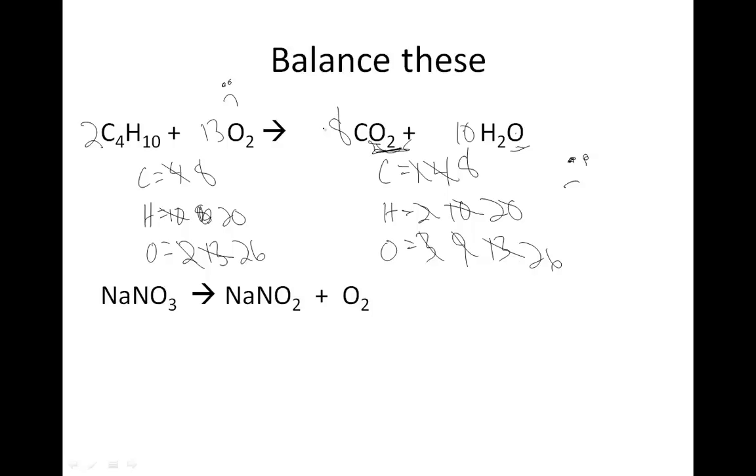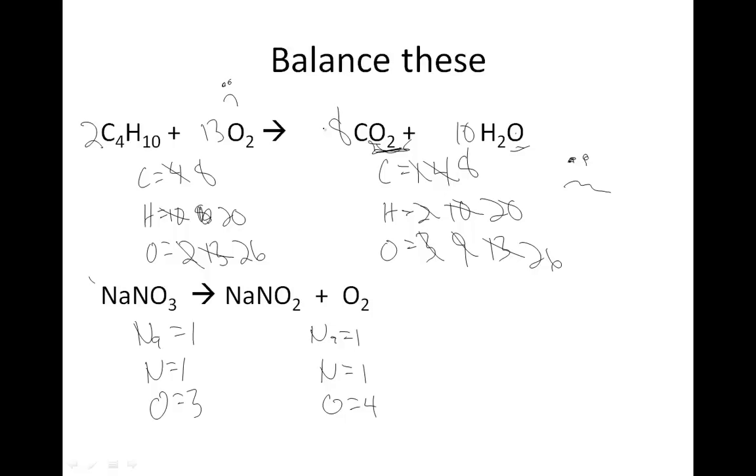Now, that one's hard. That one might make you go, I'd rather just eat turkey. But if I look at this one, maybe this one will be back to easier. Na equals 1, N equals 1, O equals 3. Over here, Na equals 1, N equals 1, and O equals 4.